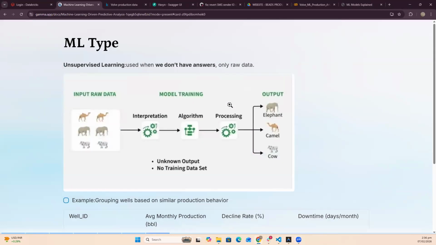And the second type has to do with unsupervised learning. With this, we don't have answers. We only have raw data. We don't know how the outputs will look like. It's only raw data, right? There's no supervision. So what the model does is the model goes through the data and discovers patterns and trends by itself, right? So this is where the grouping happens.